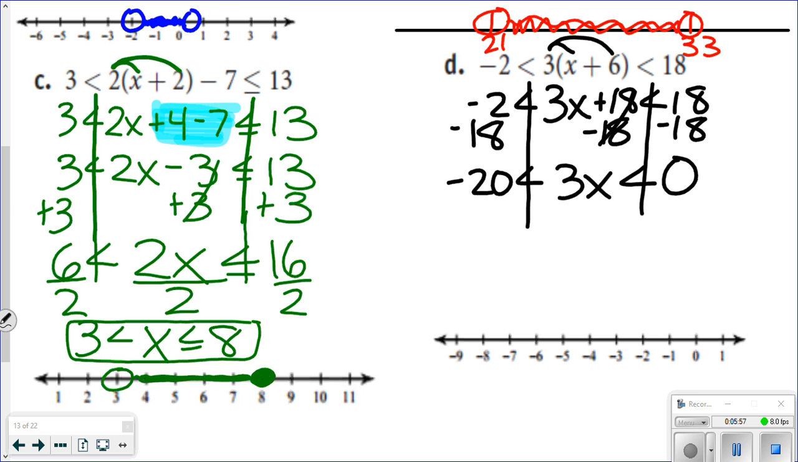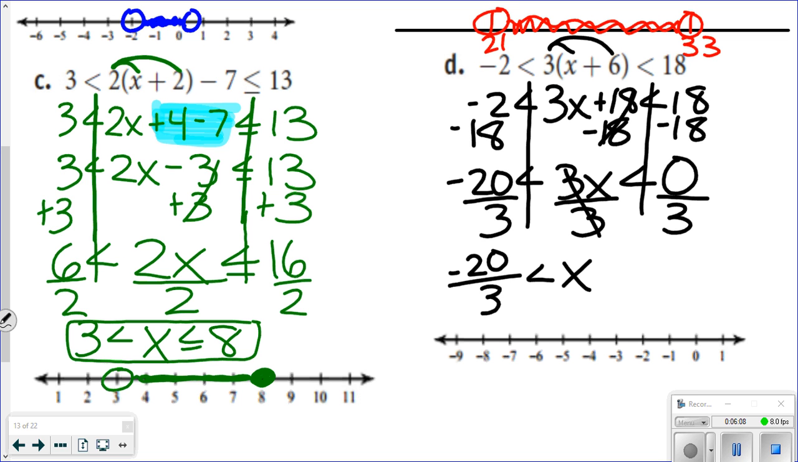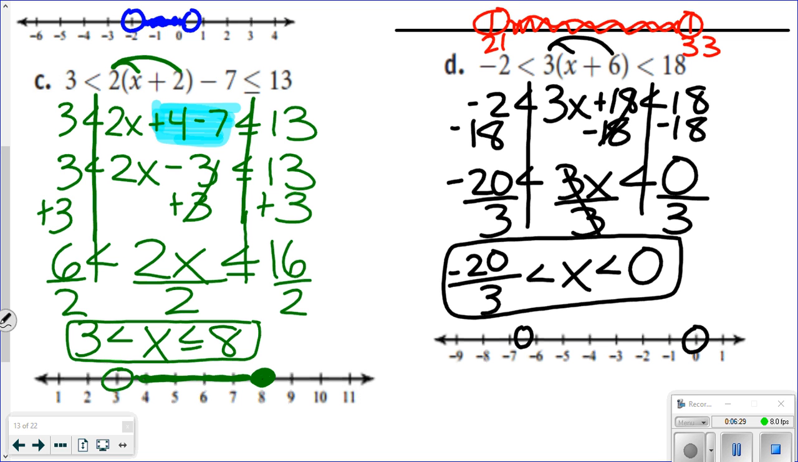3 and x are being multiplied, so the opposite, we're going to divide by 3. I know that this is going to stay as a fraction, but I can type it into my calculator to figure out where to graph it. Negative 6.667, so we're going to put it in between negative 6 and negative 7. And then I have 0 pumpkins for 3 people, so they all get 0. So my next circle will be over here at 0. X is greater than negative 20 over 3, and x is less than 0. So I'm going to shade in the middle to connect them.